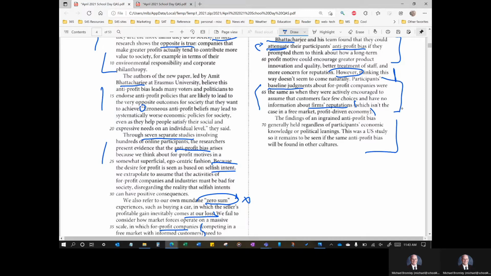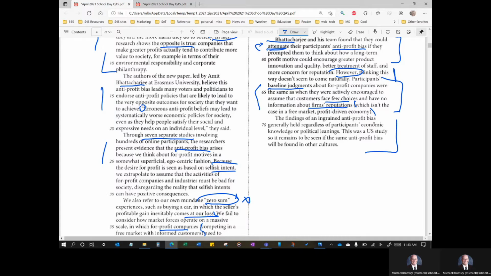So I'm going to stop and read this because this seems pretty important. Participants' baseline judgments about for-profit companies were about the same as when they were actively encouraged to assume that customers face few choices. Okay, so if they're told that you don't have any choice, it's like me and my cell phone. I got AT&T, Verizon, and a bunch of crap. Yeah, I get it. So that kind of makes sense to me.